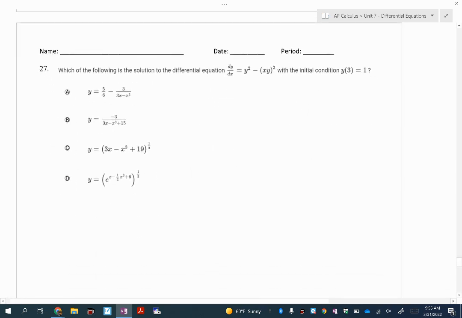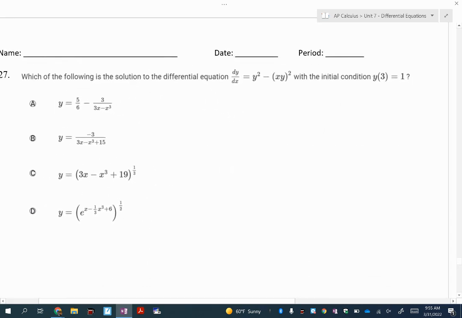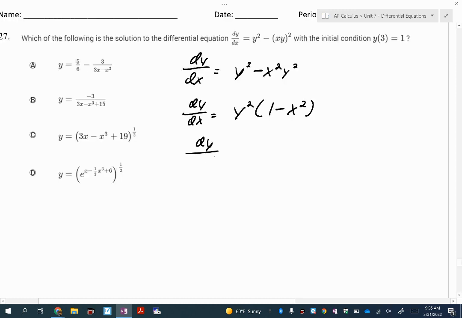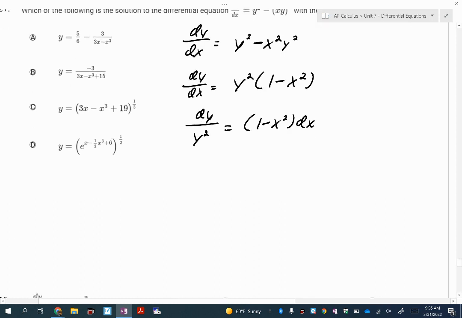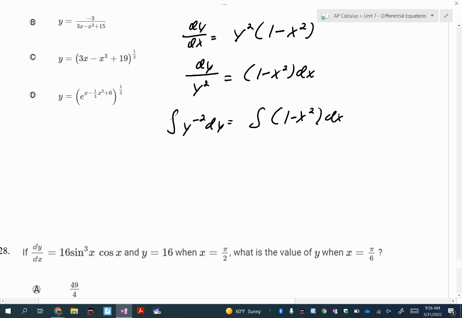All right, 27. I'm going to first distribute this square to get minus x squared y squared. Then I'm going to factor out the y squared to get 1 minus x squared. Move it over. So dy over y squared equals 1 minus x squared dx. We just did this one, right? The integral of y to the negative second power is going to be negative y to the negative first power equals, integral of 1 is x, minus 1/3 x cubed plus c.